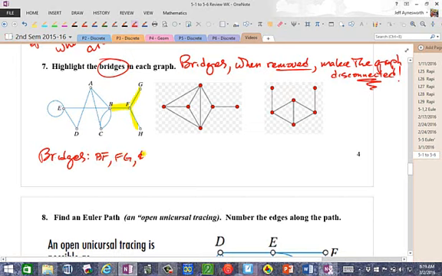Okay, over here on the second graph, I see a bridge here. Any other edge, if eliminated or removed, doesn't make the graph disconnected. So only one bridge here. And then I see two bridges here. I see one here and one here. If I eliminate the middle edge here, that doesn't make the graph disconnected, so that's not a bridge. Okay, so I have a bridge right here, and then here, and right here. All right, fun times here.